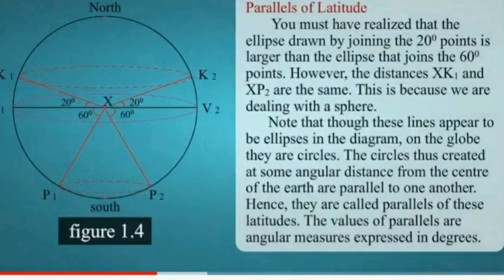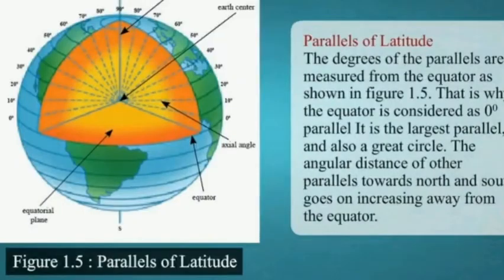The values of parallels are angular measures expressed in degrees. The degrees of parallels are measured from the equator as shown in figure 1.5. That is why the equator is considered as the 0 degree parallel. It is the largest parallel and also a great circle, and the angular distance of all other parallels towards north and south goes on increasing away from the equator.